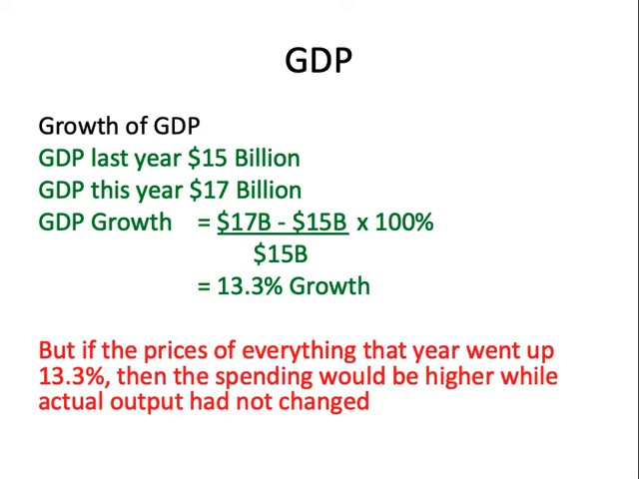But what if that year prices had just gone up 13.3%? Everything that cost you $100 one year ago now costs you $113.3, right? Everything that you bought now is just more expensive. And so if that happened, it would have looked like our GDP had actually grown by 13.3%. But in reality, did our country produce any more? Did our country create any more wealth? Did our country have any more economic activity than it did a year before?